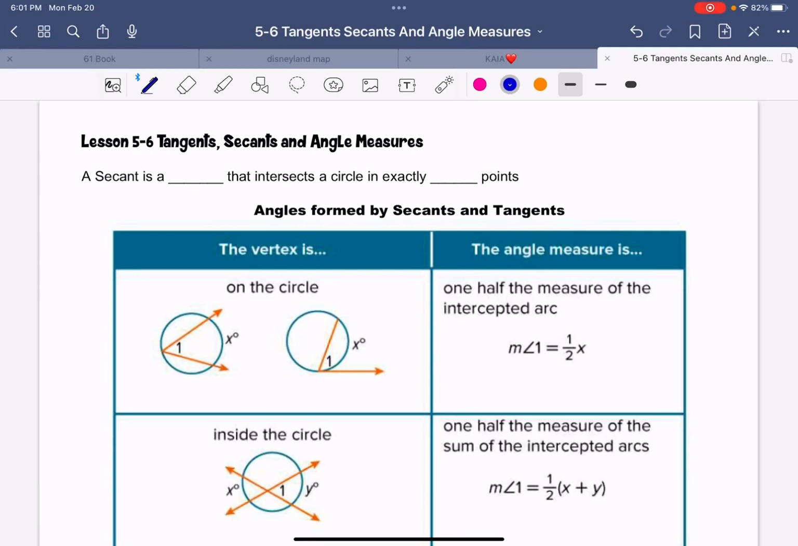Right, hopefully you have this note sheet in front of you for lesson 5-6. Today we will be talking about tangents, secants, and their angle measures. So just a few more theorems to learn today.